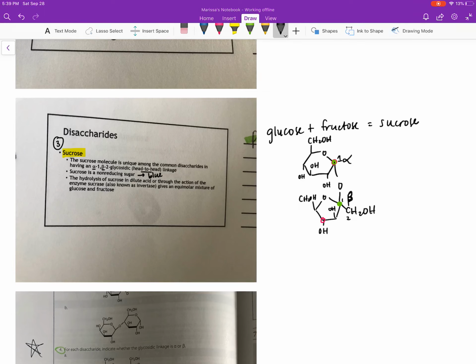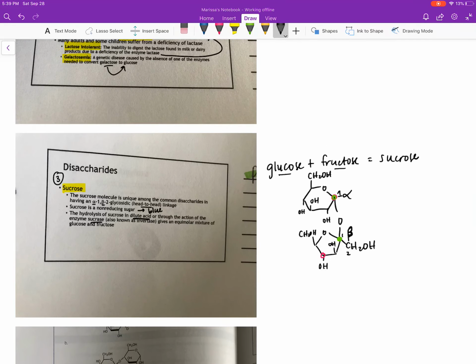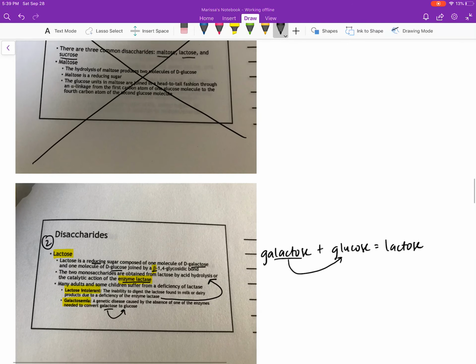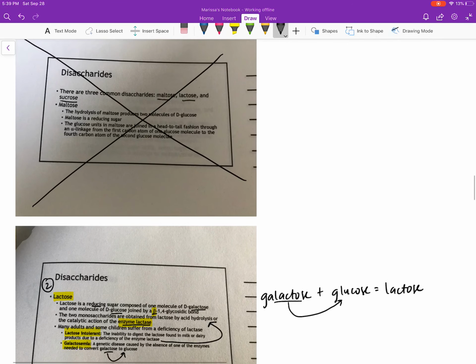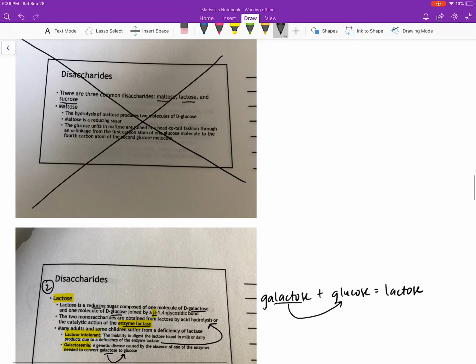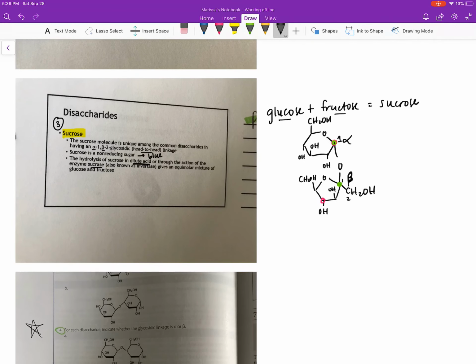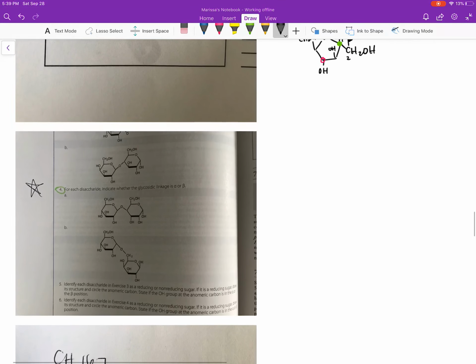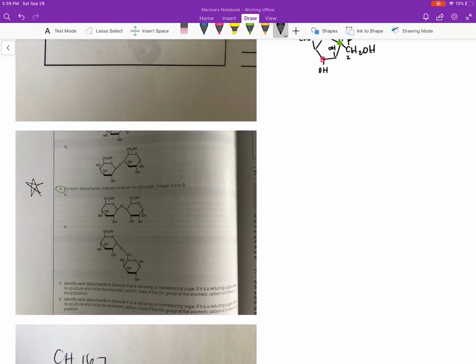So if we take dilute acid or the enzyme sucrase, we would then break it apart into glucose and fructose, which we've already set up here, that these are the two monosaccharides that come together to form the disaccharide. So now you have the three most common disaccharides, what they're made up of, and some various information about their properties and their structures. All right, so now we are going to practice.